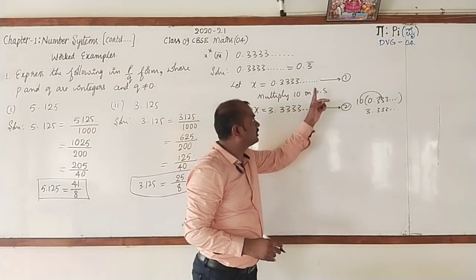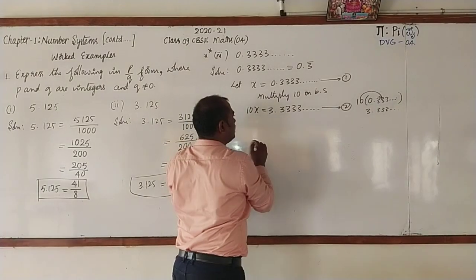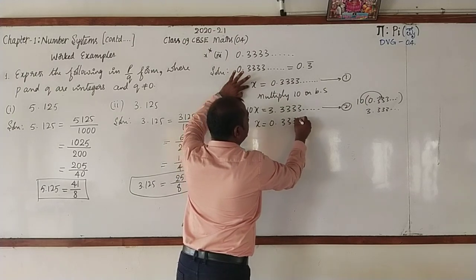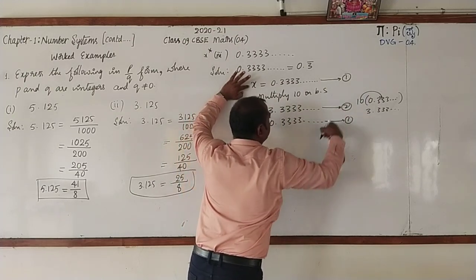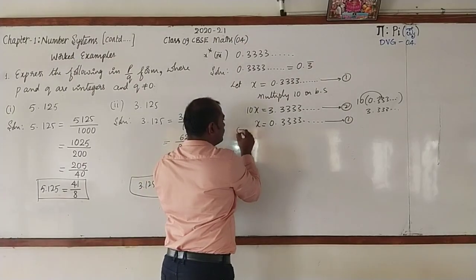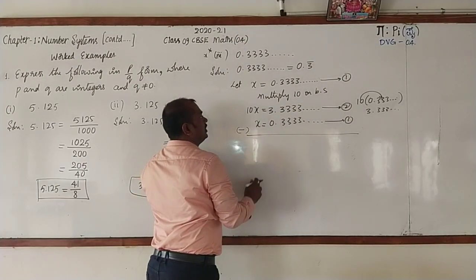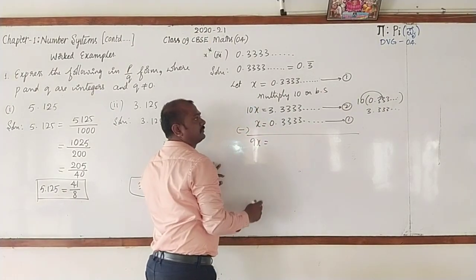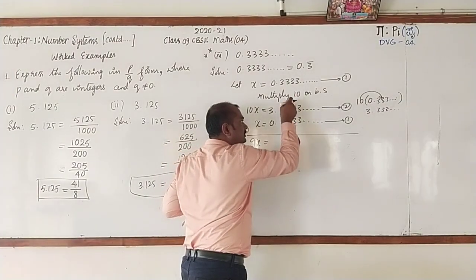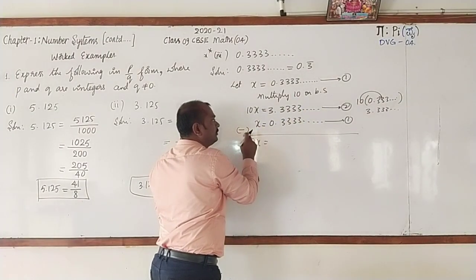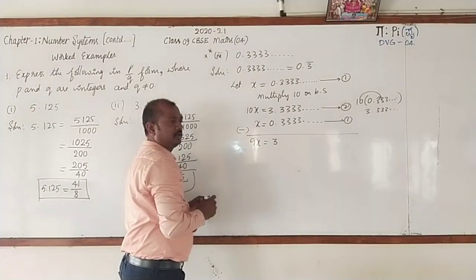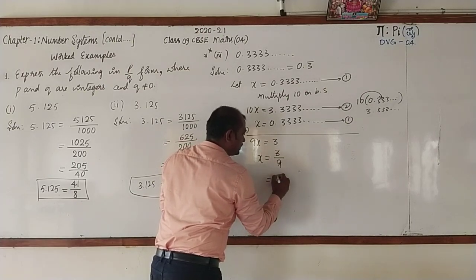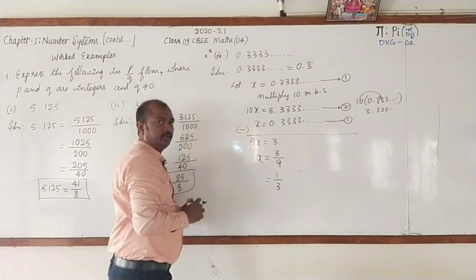Now subtract equation 1 from 2. Now I'll write that x equal to 0.3333 and so on. Again I'll write it, equation 1. Let us go for subtracting this. Now subtract on the left hand side. 10x minus 1x, it is 9x. Now here, see the 3 gets cancelled, 3 gets cancelled. Now 3 minus 0, it is 3. Now solve: x equal to 3 by 9. On cancelling you will get 1 by 3.